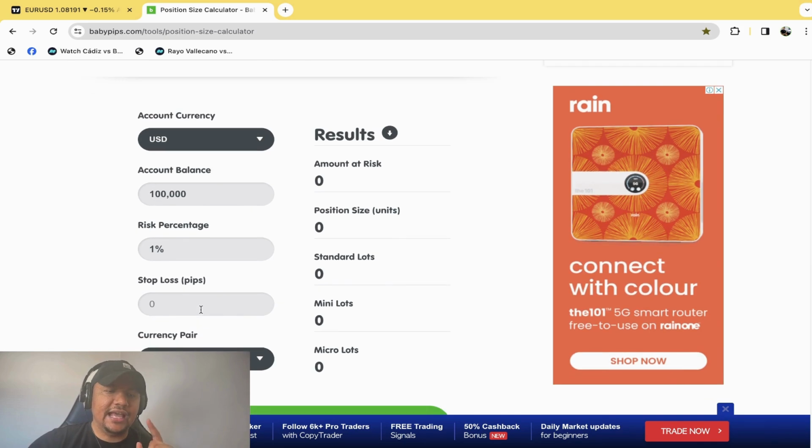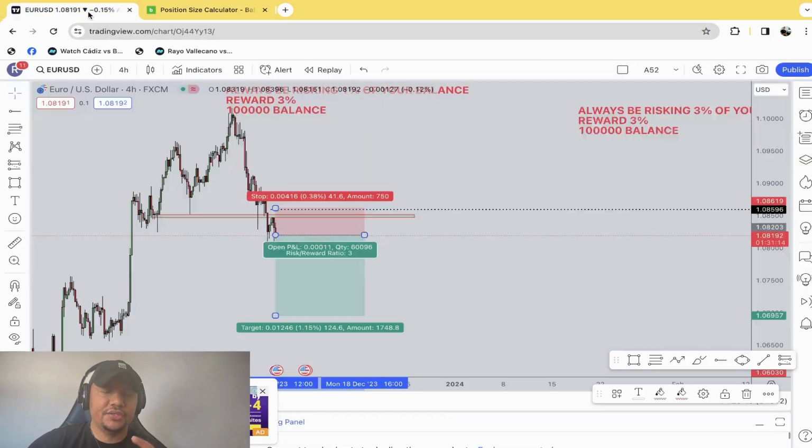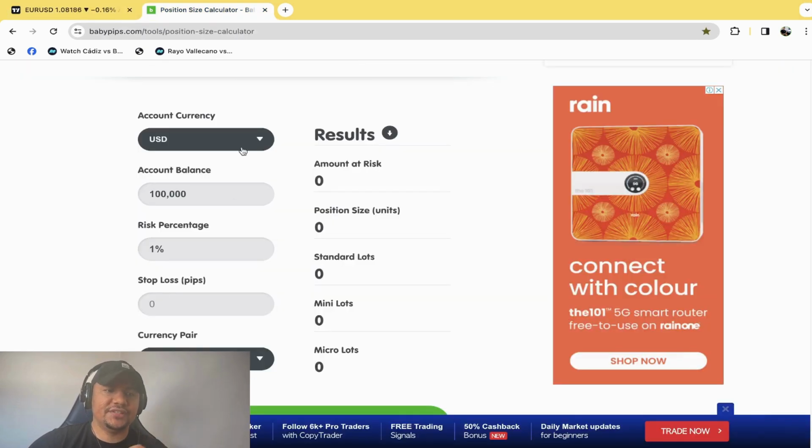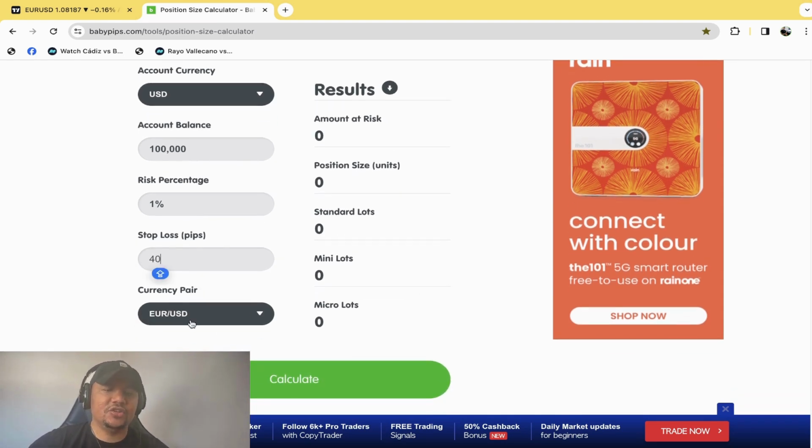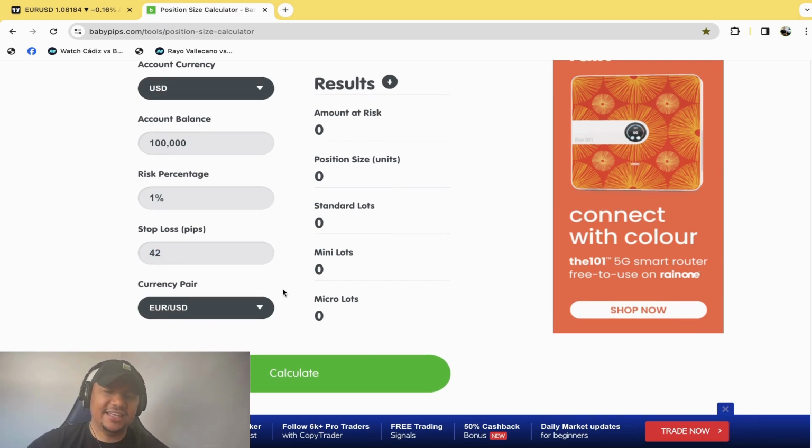Now they're asking how many pips is the stop loss. Now all you can do is keep your mouse over here, and you can see there it says 41.6. That is the amount of pips the stop loss is. So we're going to round it off and say 42 pips. Now the currency is going to be EUR/USD there. There we go, 42 pips, right? Easy stuff. Now you're going to say calculate.